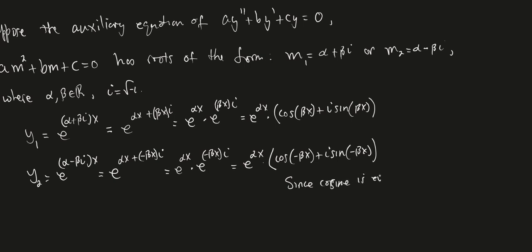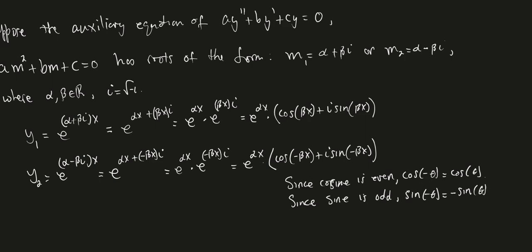Since cosine is an even function, what does it mean? It means the cosine of negative theta is the same as the cosine of theta, for all theta. And similarly, since sine is odd, the sine of negative theta is negative the sine of theta.